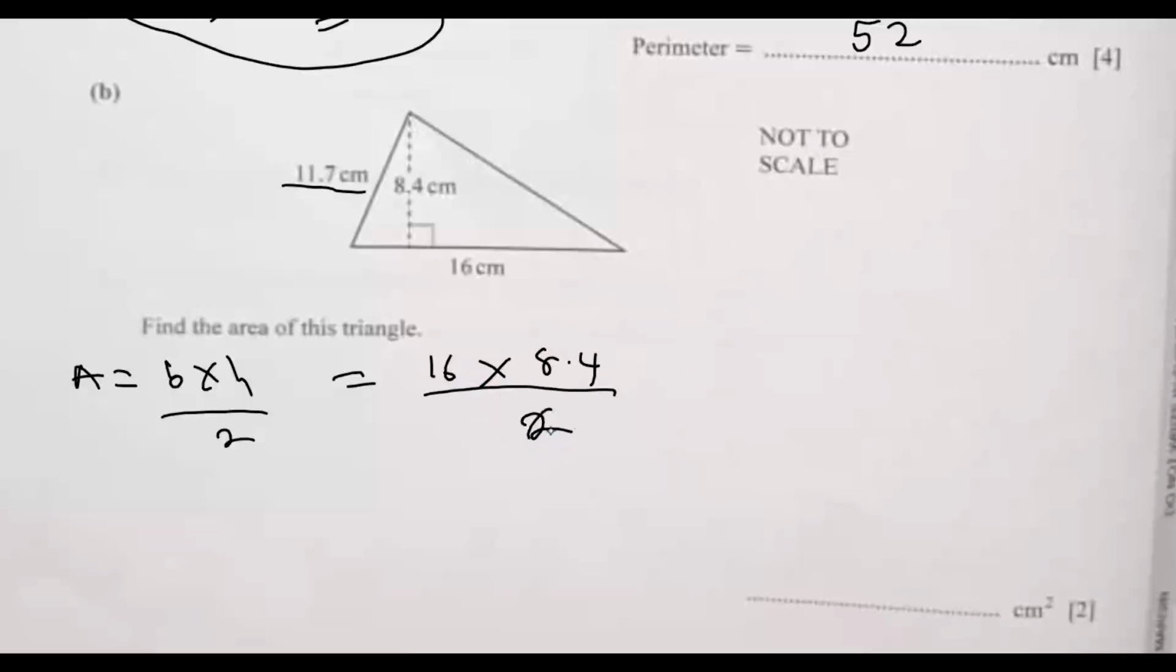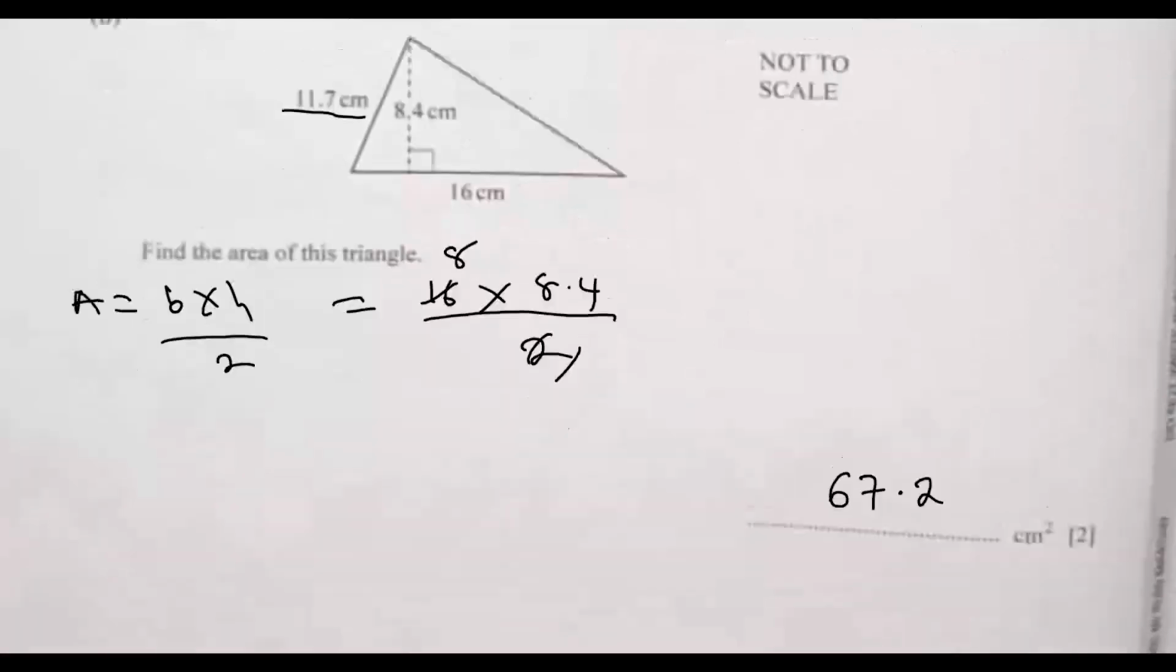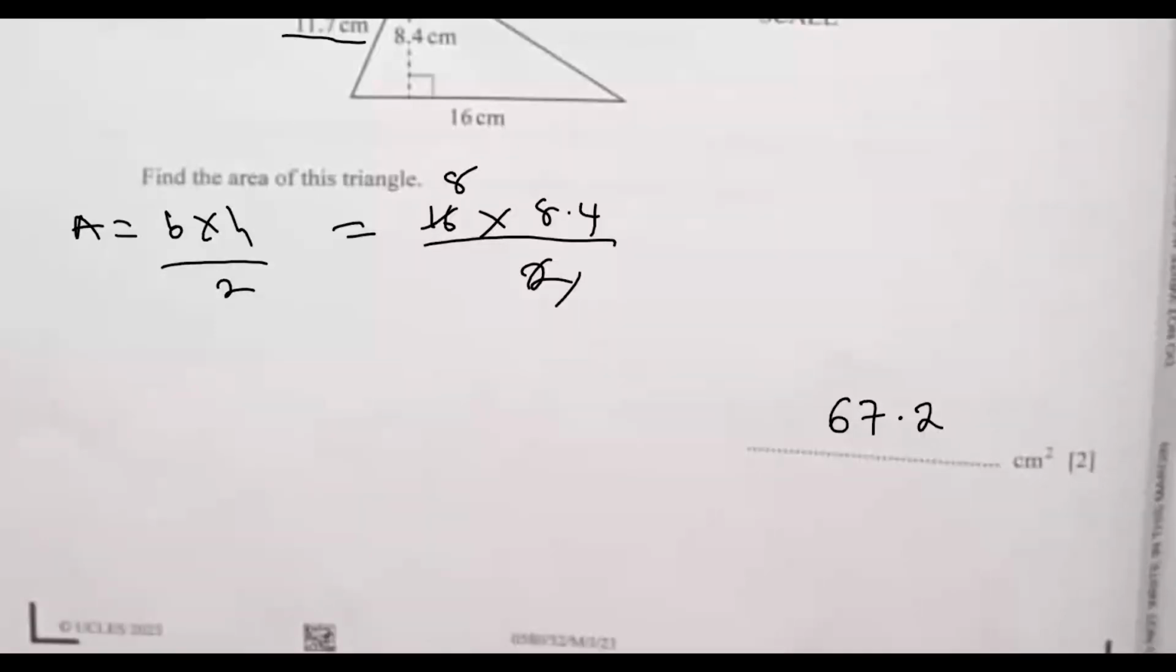So 2 here 1, 2 in 16, 8. So if you do 8.4 times 8, so that should give you 67.2. So that means the area of the triangle is 67.2 centimeter squared. So let's scroll down to see if there's another question. So let's go to the next page.